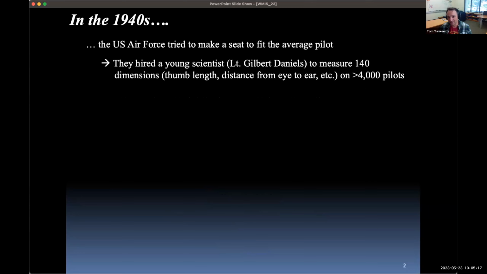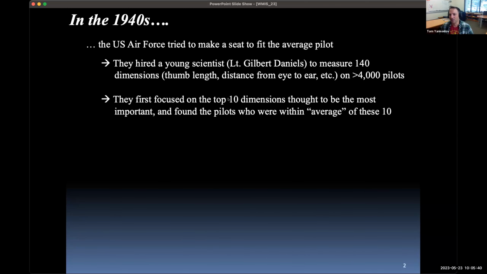So they hired this young scientist who had just recently graduated from Harvard, and he was sort of obsessed with measuring body parts. His senior thesis at Harvard was to measure the size of all the people's hands there and see what the averages and what the distributions were. And so they hired him to measure 140 different dimensions on more than 4,000 pilots and potential pilots.